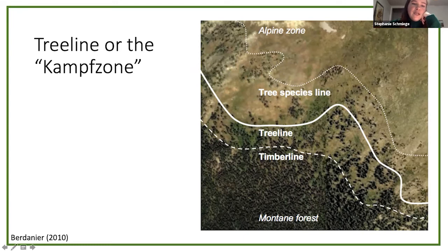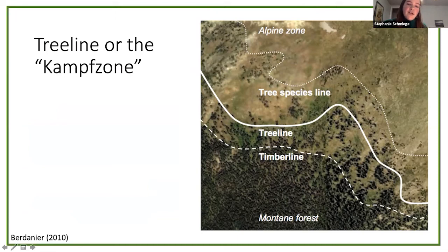And then finally, we can have something called the tree species line, and that would be where you see an individual of this tree species, but it's not necessarily 10 centimeters in diameter anymore. It's often smaller than that. So that's sort of the outpost, the farthest that the species is reaching. And so when we talk about tree line, we're talking about this middle line here.